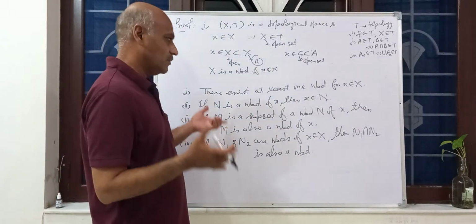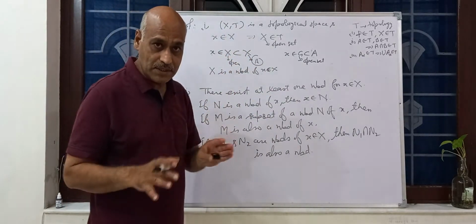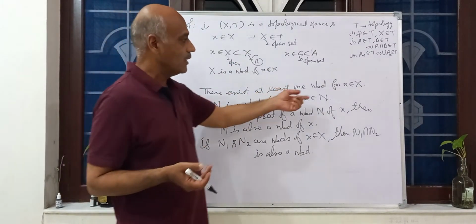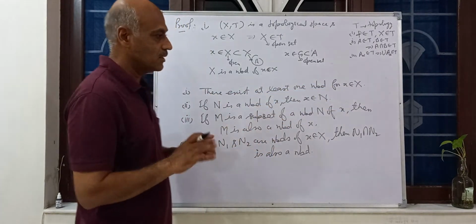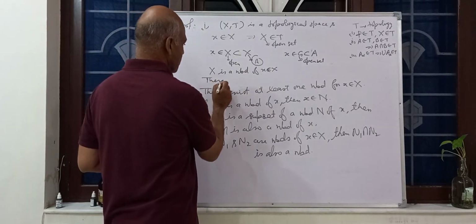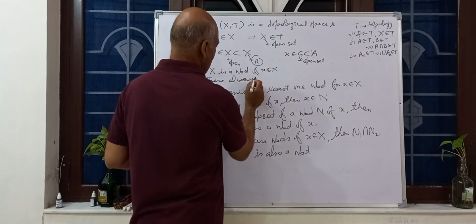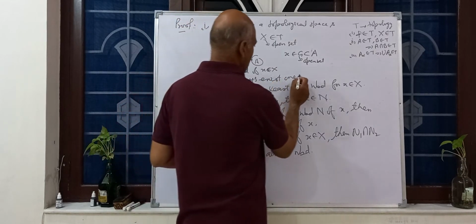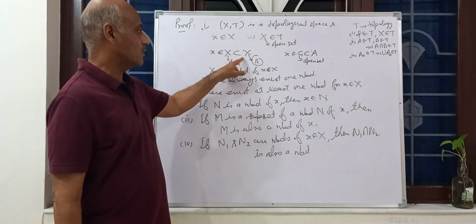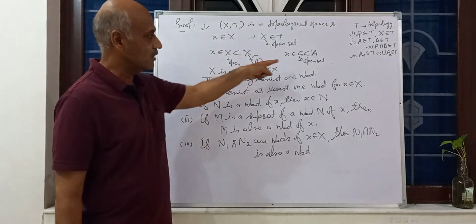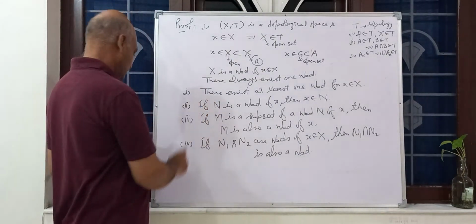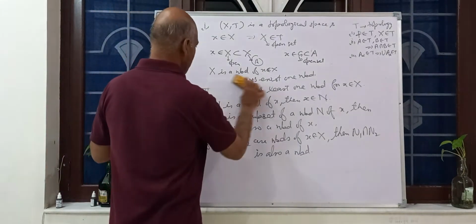So it means if x belongs to X is arbitrary, then there exists a neighborhood of x. Always X is a neighborhood of x belongs to X. It means there always exists one neighborhood of x belongs to X. x belongs to X, you can write subset of X. This is an open set. By this definition of neighborhood, here we can prove one.